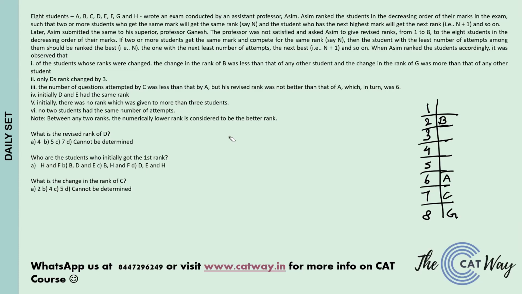Because if there were 3 people, then you can see that the number of questions attempted by C was less than that by A. But C has got 7th rank, A has got 6th rank. If A and C both along with G were in the same rank, then because C had fewer attempts, C would have got a better position than A. But what we can see is that C has got a worse position than A. That means C is the only person along with G in their initial rank situation.